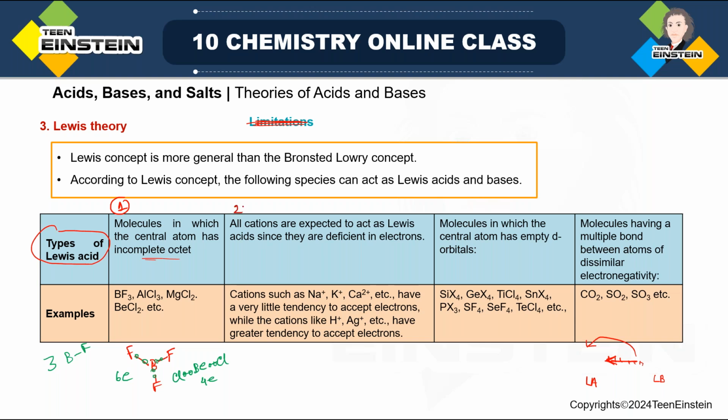Now the second category is that all cations are expected to act as Lewis acids, since they are deficient in electrons. In the second category, we are saying that any type of cation, meaning any species X carrying some positive charge, X to the n plus, where n can be 1 plus or 2 plus charge. So any species which is a cation has a tendency to act as a Lewis acid, though it is not mandatory. It is not that any positive charge will always act as a Lewis acid, but there is a possibility. For example, these cations are not going to act as Lewis acids, though there is positive charge.